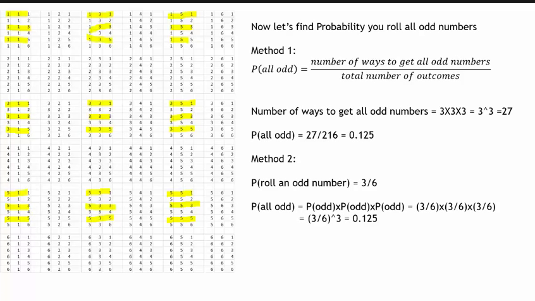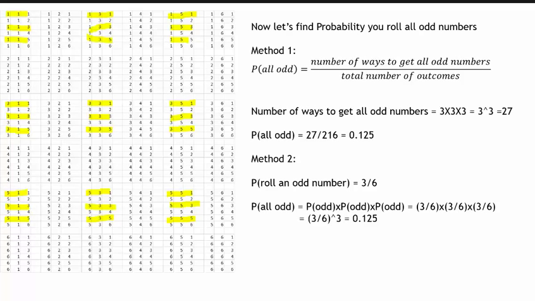Now, the probability in 3 rolls of a die that they're all odd would be, by the multiplication rule, the probability that you roll an odd times the probability that you roll an odd times the probability that you roll an odd. So that's 3/6 times 3/6 times 3/6, 3/6 to the third, which is 27 over 216, or 0.125. So that method was a lot easier than trying to look at the pictures and count it.